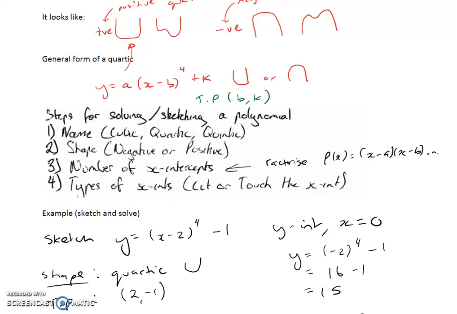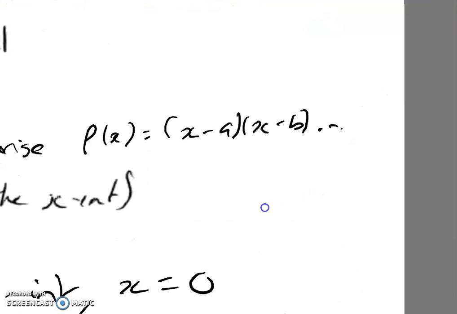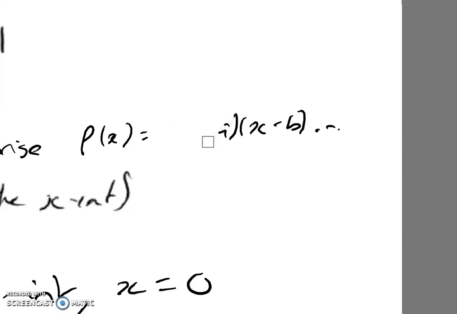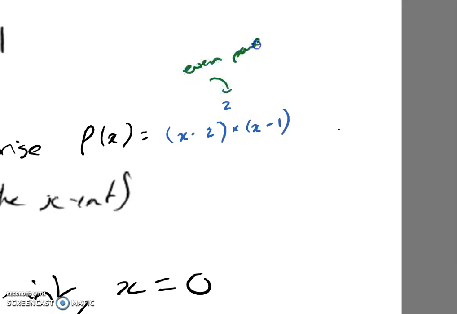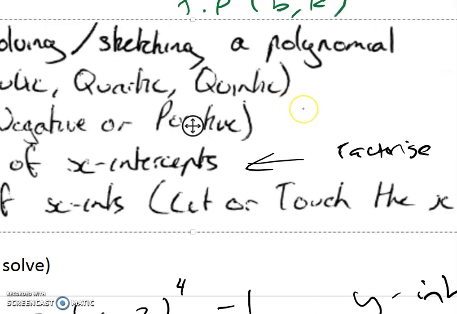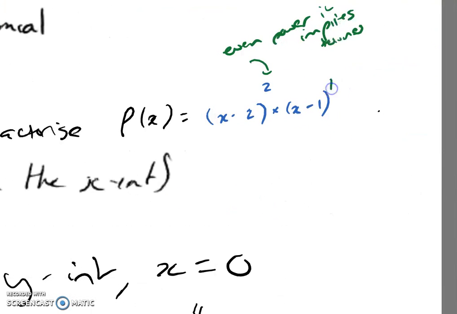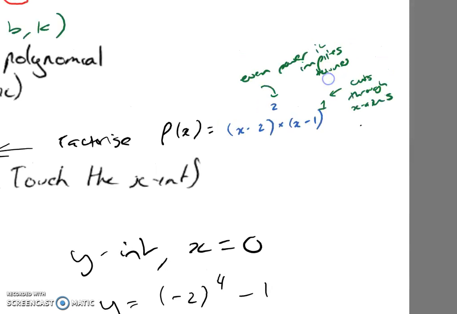So remember, if you had a cubic and you had x minus 2 squared times x minus 1, the powers determine what happens at the x-intercepts. If you have an even power, that implies it touches the x-axis. And if you have this invisible power of 1 here, or an odd power, it cuts through the x-axis. So that's going to be important when we get to sketches.